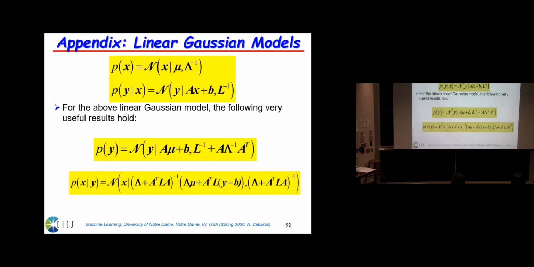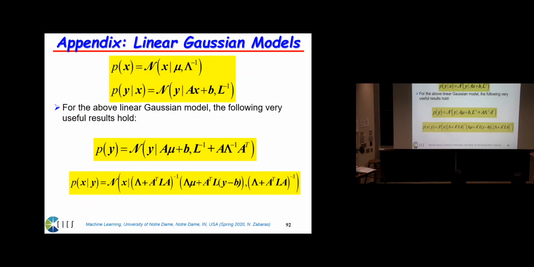And these results, you can prove them using this closing of the square and the normalization factor, but I want to state them because they are very handy in thousands of different applications, okay? Very handy results. So let me just tell you what they are so you can use them in different settings.